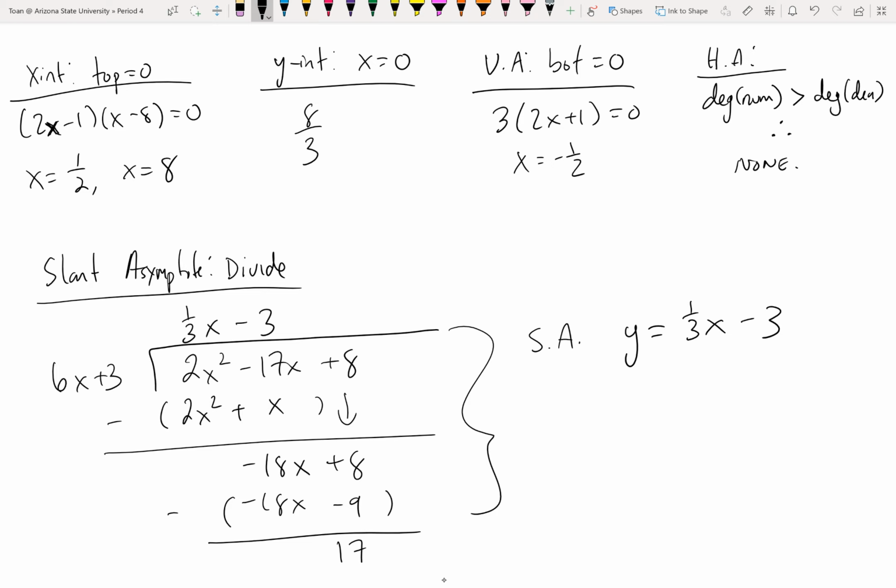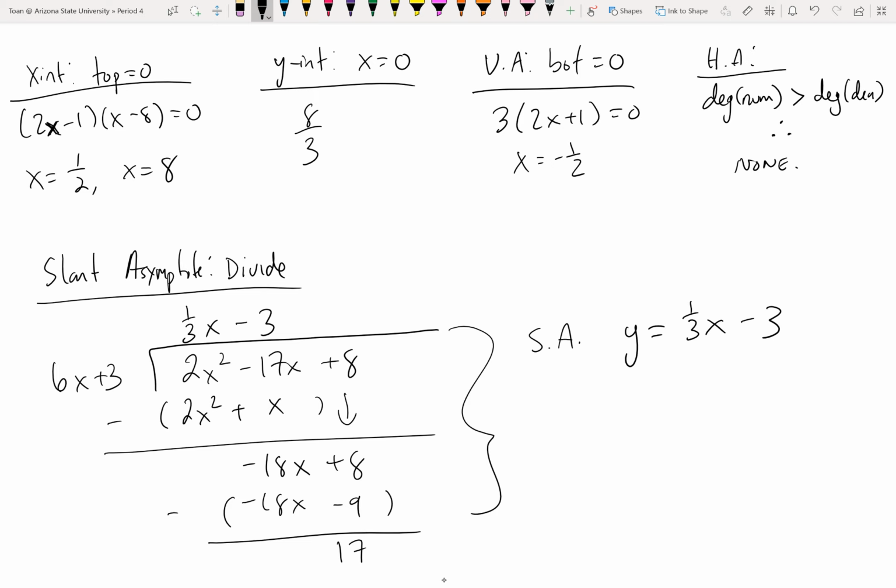Literally just divide it. Whatever answer you get is your slant. So your remainder is irrelevant? For the slant asymptote, the remainder is irrelevant. I suppose it would be relevant if it was 0. So let me revise. If your remainder was 0, that would be significant. But if it's anything else, it's irrelevant.